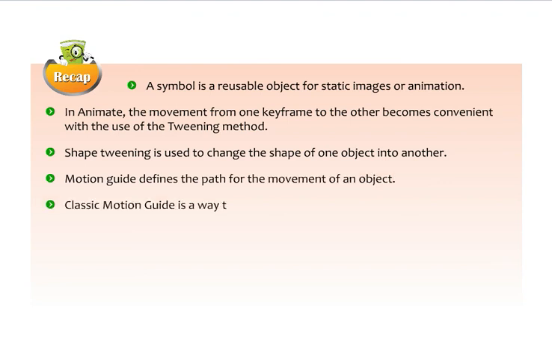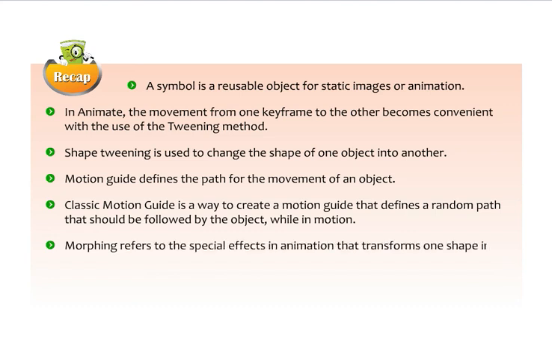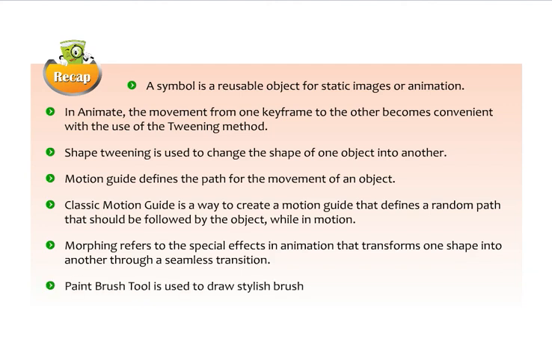Classic motion guide is a way to create a motion guide that defines a random path that should be followed by the object while in motion. Morphing refers to the special effects in animation that transforms one shape into another through a seamless transition. Paint brush tool is used to draw stylish brush strokes.